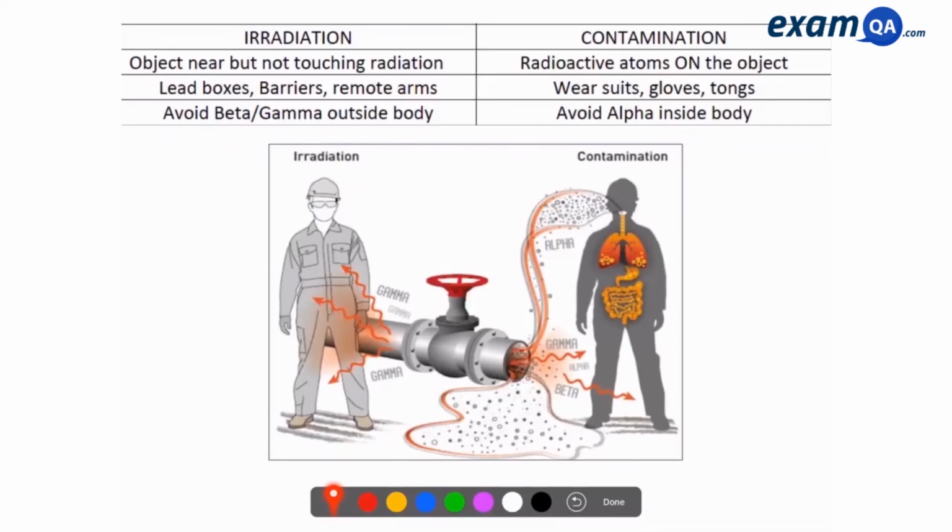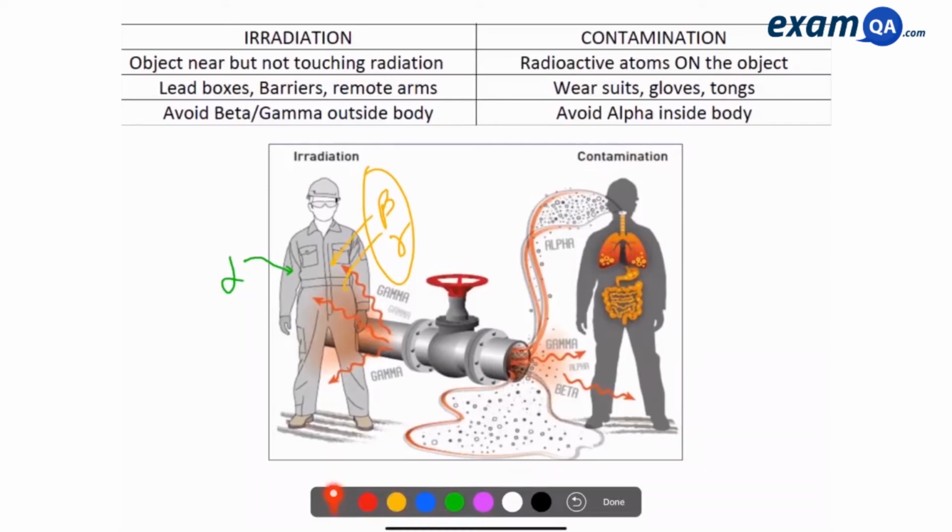Now with irradiation, remember, the most dangerous ones are beta and gamma. So you don't want radiation in the form of beta and gamma. If it's alpha, that's not a problem because alpha is not very penetrating. So it can come to your body and nothing will happen to you. But beta and gamma are more penetrating, so they can enter your body.